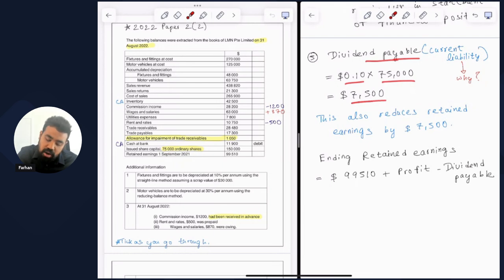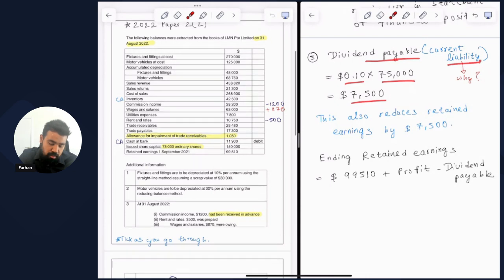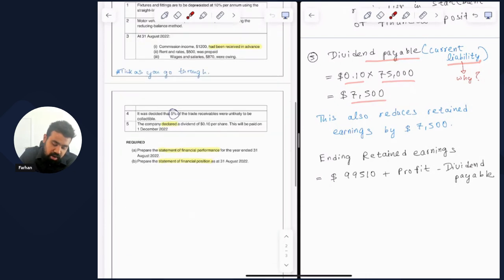So why is this a current liability? Because the definition of a current liability simply means a present obligation for a business that is expected to be repaid within the next 12 months, right? We understand, based on what the question explicitly mentions in point number 5, that this dividend is going to be paid on 1 December 2022.